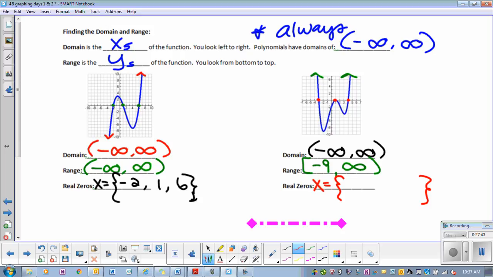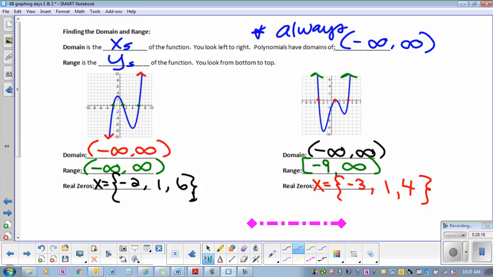Where are they? What numbers? -3, 1, and 4. So tell me something. One of these is special. Which one? 1. Why? You know, it is in the middle, but what does this one do that the other ones are not doing? How does it look different? Okay, it's a maximum, so it means that it turns right there.